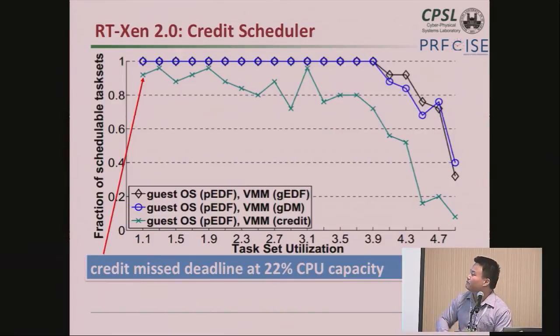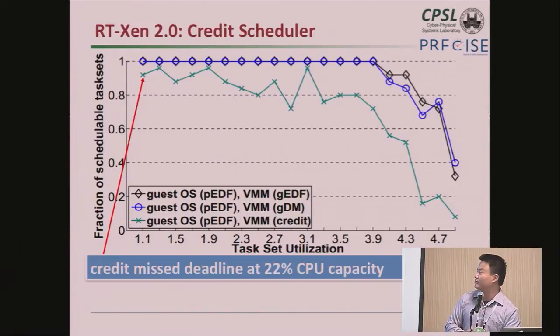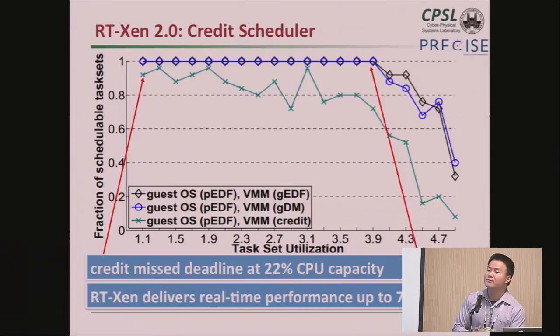We can see that with the credit scheduler, because it's round robin, it has no priority in it. It starts missing deadlines at merely 22% of the CPU capacity. In sharp contrast, if you use RT-Xen, we can deliver the real-time performance guarantee up to 78%.